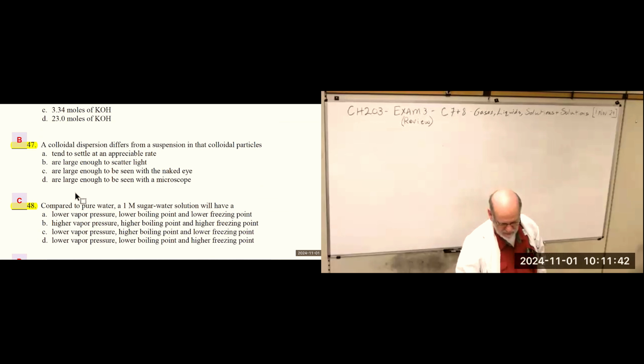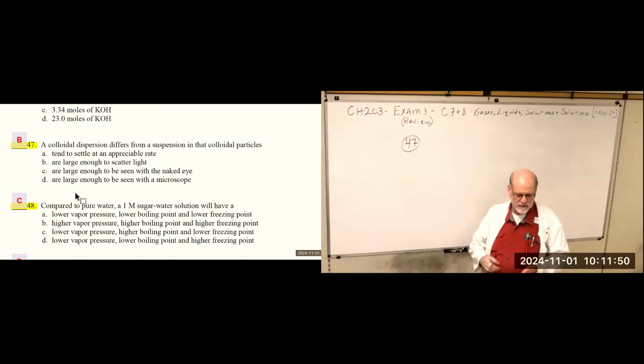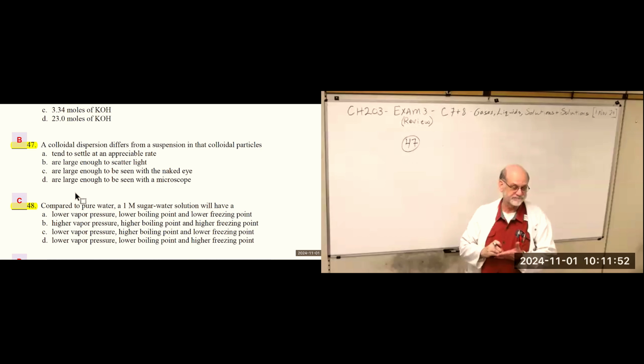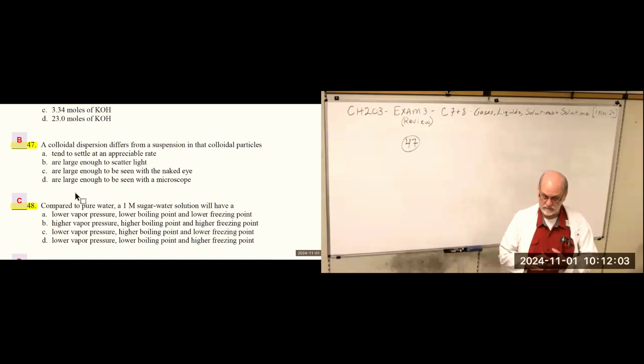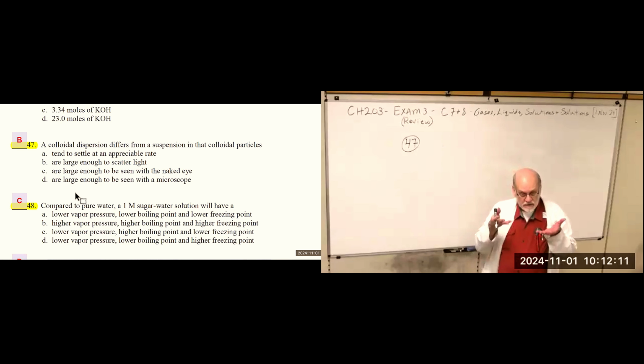All right, let's see. 47, a colloidal dispersion differs from a suspension in that colloidal particles what? What's the main difference between a suspension and a colloid? In a colloid, the particles don't settle. It's not a solution, but the particles are so small that the kinetic energy of the dispersing medium is enough to keep those particles suspended. Right? Like a fog. That's a colloid.